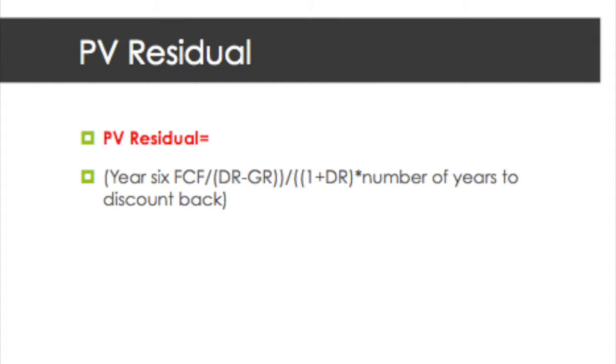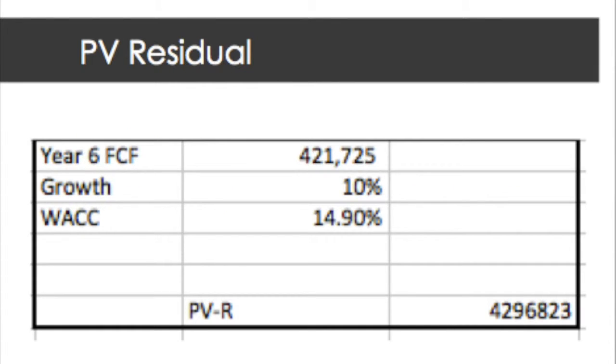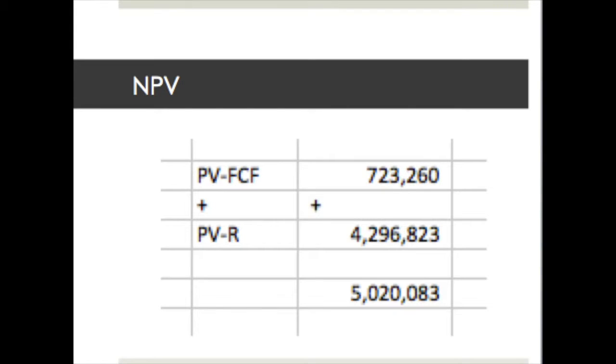Okay, so in order to calculate the PV residual, we had to plug in the numbers we got into the equation, which is year 6 FCF over the discount rate minus growth rate, over 1 plus discount rate to the power of the number of years, which is 5. And in order to be more specific, the year 6 FCF that we got was 421,725, and the growth rate was 10%. And the WACC was 14.90%, and the PV residual that we got was around 4 million.